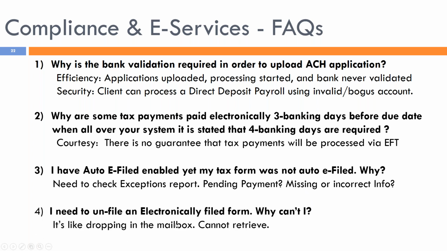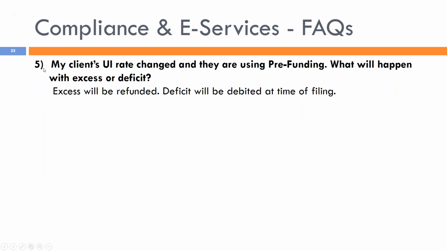I need to unfile an electronically filed form. Why can't I? Unfortunately, we can't do that. They use the analogy here of dropping mail in a mailbox. Once it's in there, you can't get it out. Another one: my client's unemployment rate changed and they're using pre-funding. What's going to happen with excess or deficit? The excess is going to be refunded to your client, and the deficit will be debited at the time of filing.